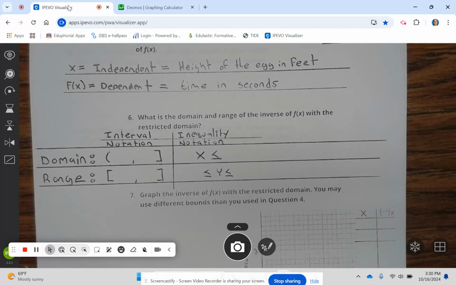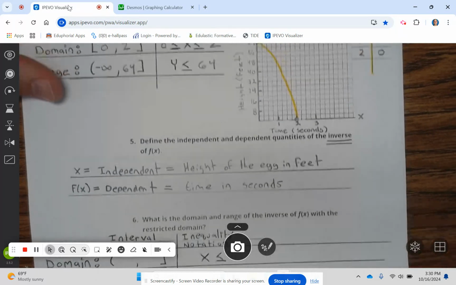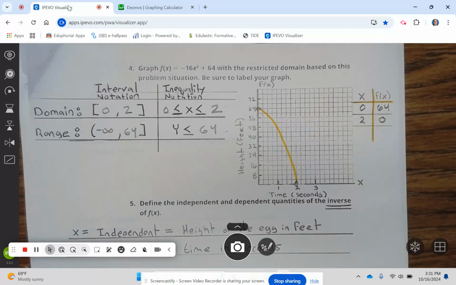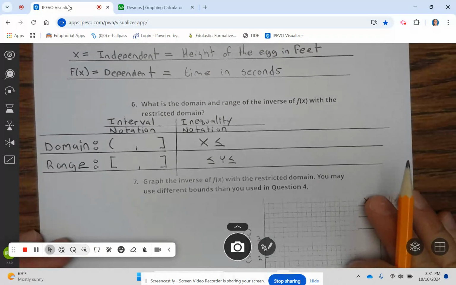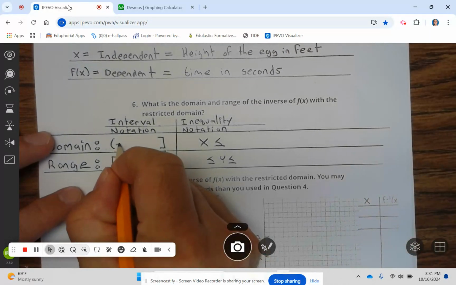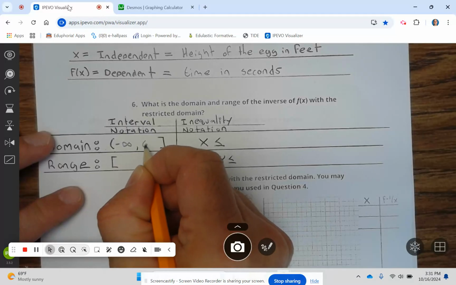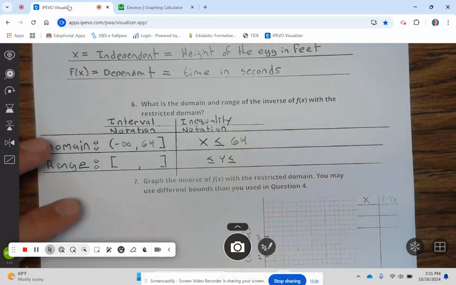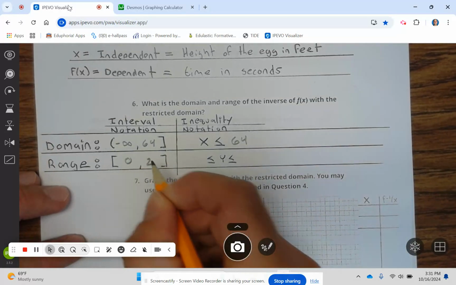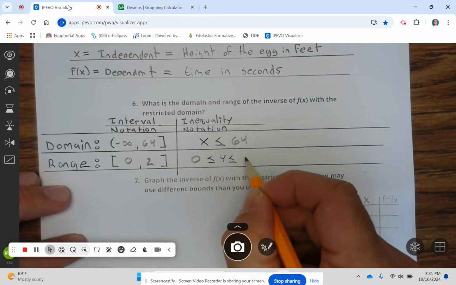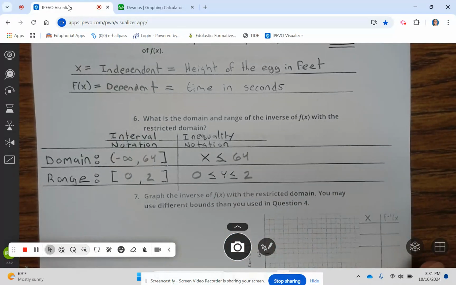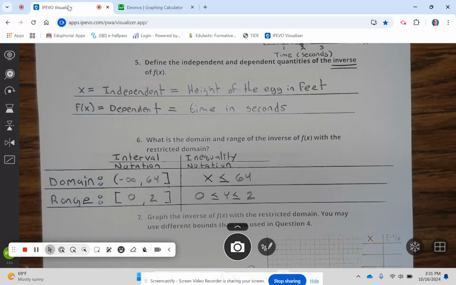What is the domain and range of the inverse of f of x with the restricted domain? Now, the domain and range switch when you do an inverse. So the domain is now negative infinity to 64, where x is less than or equal to 64. And then the range is 0 to 2, or 0 less than or equal to y less than or equal to 2. All right, go ahead and finish up number 6.